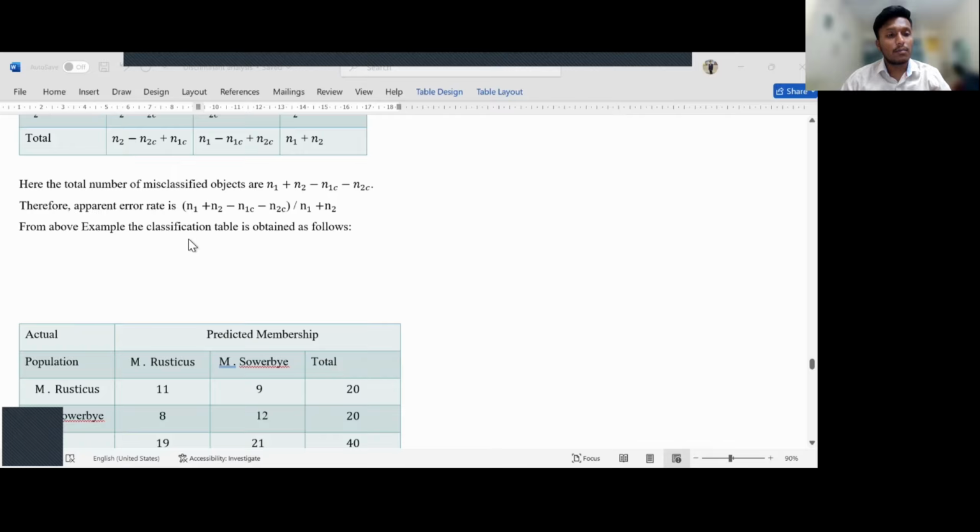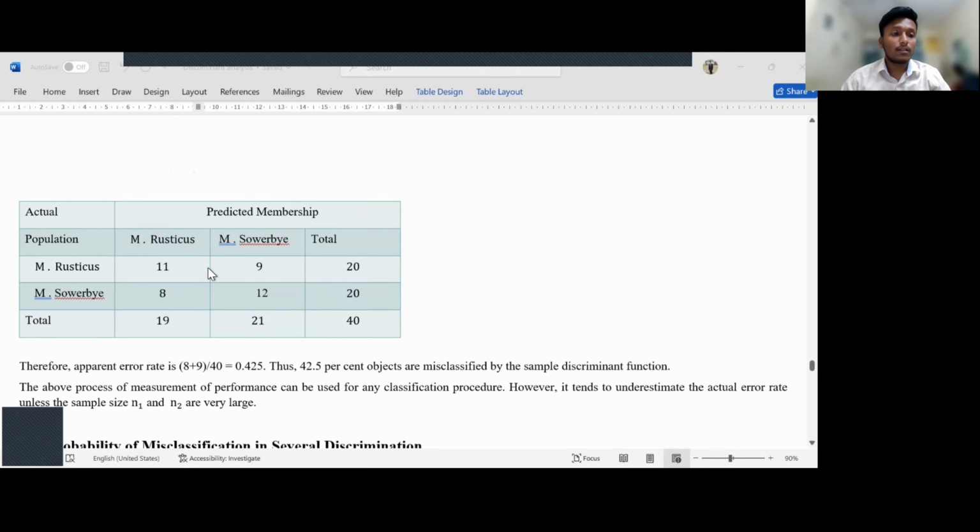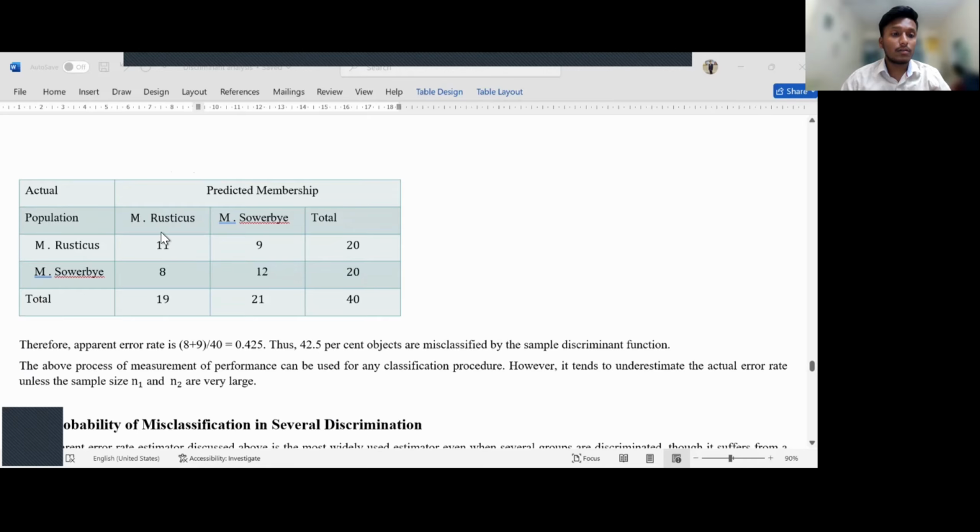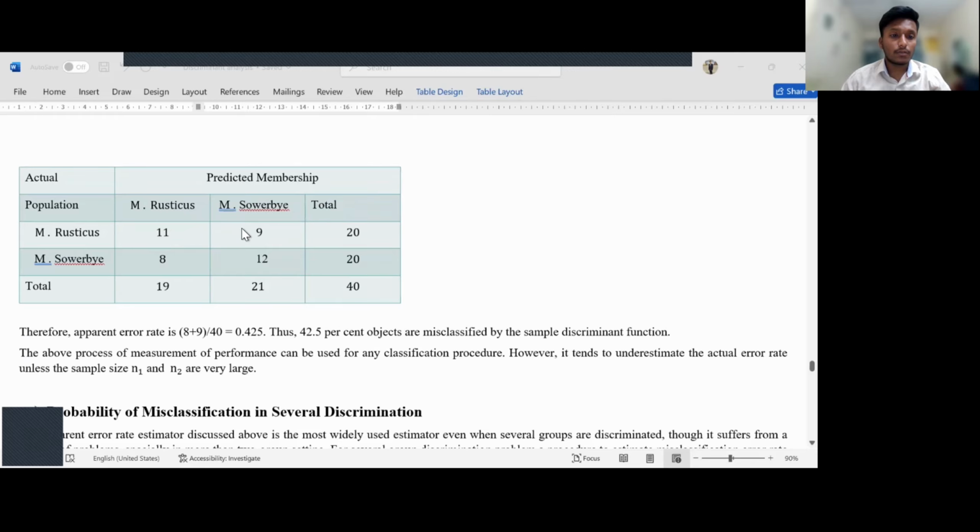For our example, the classification table is obtained as follows. So we will get these values. This is our classified value, this is our misclassified value, this is our misclassified value, and this is our classified value. This is for population 2, and this is for population 1.